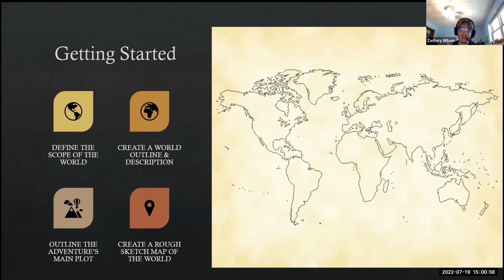So for me, getting started with this entire book basically amounted to: I can't just sit down and write the entire thing from scratch. I basically have to start defining things before I can do anything at all. So I have to define things like, what is the scope of the world? How big is it? How many cities are in it? What's the scope of the adventure specifically within this world? Like, how many cities do I think the players are going to visit as they go through the adventure? How big is everything going to be?